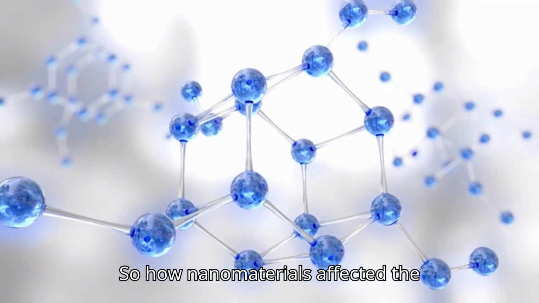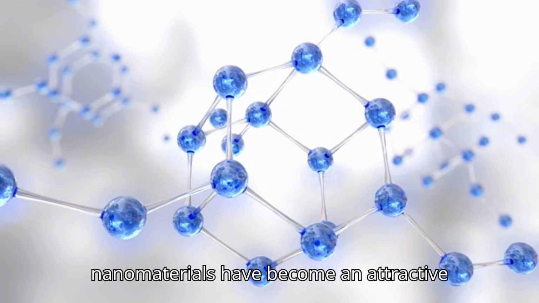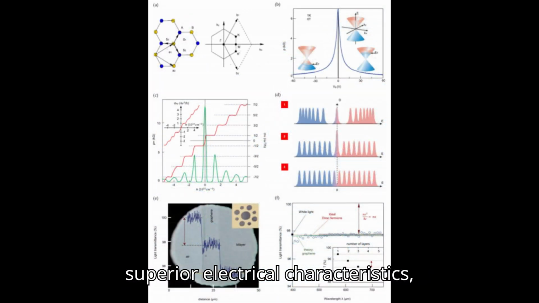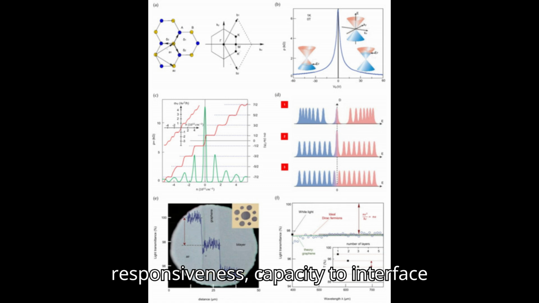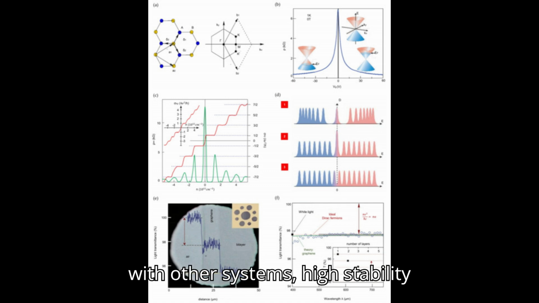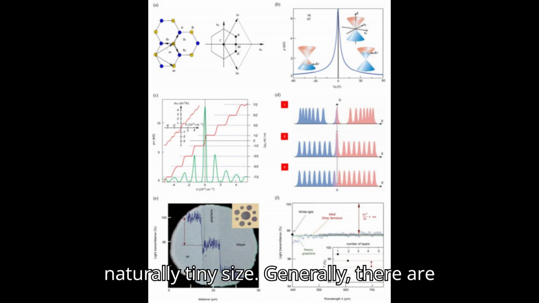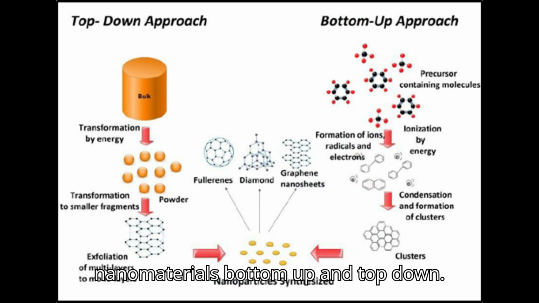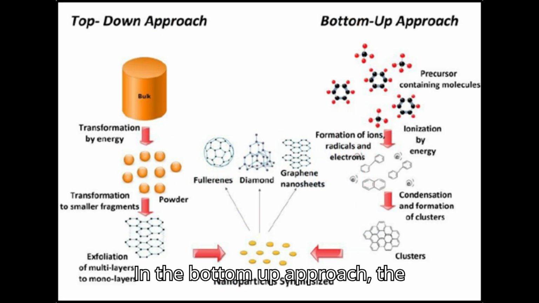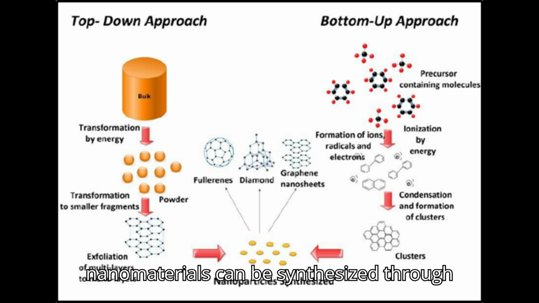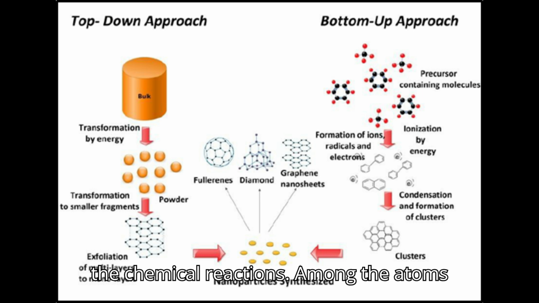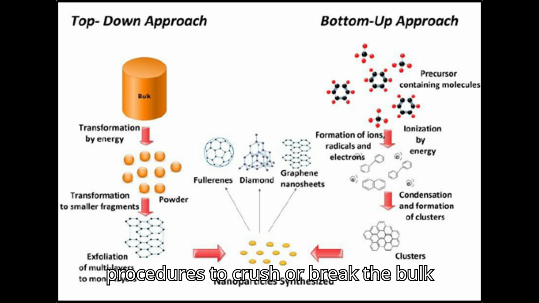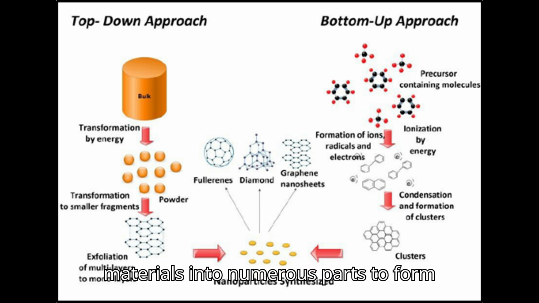So, how nanomaterials affected the semiconductor industry is that nanomaterials have become an attractive alternative for manufacturing the next generation of transistors due to their superior electrical characteristics, responsiveness, capacity to interface with other systems, high stability, including thermal stability, and naturally tiny size. Generally, there are two main approaches for synthesizing nanomaterials, bottom-up and top-down. In the bottom-up approach, the nanomaterials can be synthesized through the chemical reactions among the atoms, or ions or molecules, while the top-down approach comprises the mechanical procedures to crush or break the bulk materials into numerous parts to form nanomaterials.